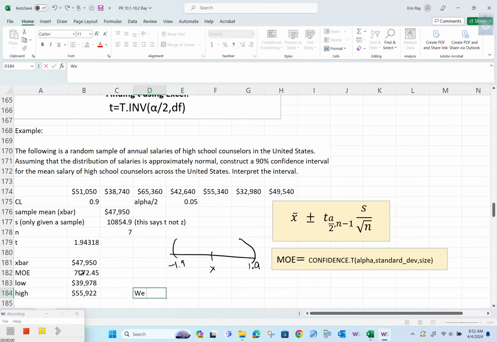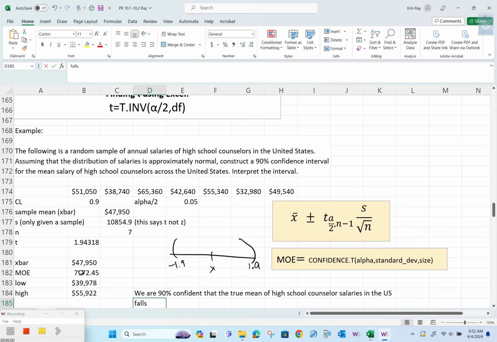So we can say we are 90% confident that the true mean, and this time we do have context, so it's talking about the true mean of high school counselor salaries in the U.S. falls somewhere between my two values that I came up with, the 39,978 and the high value of the 55,922.